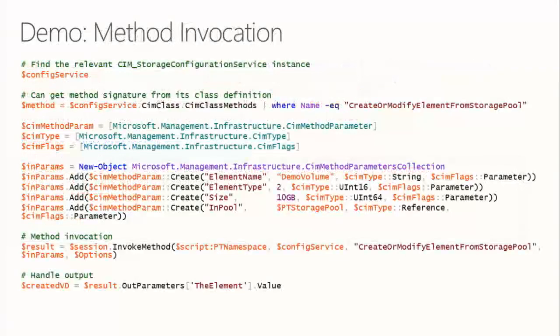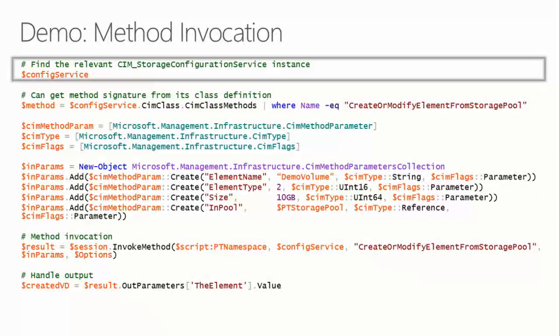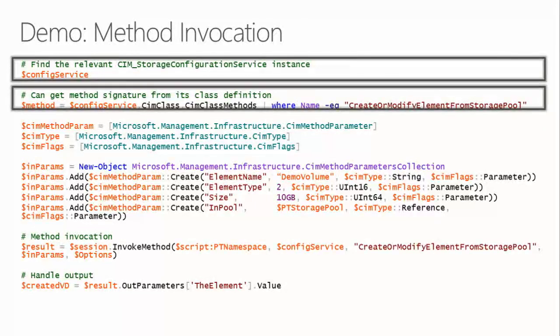And like I mentioned before, the method invocation is a little bit meatier, but the key piece to highlight is first, I need a config service. I'll show what that is in the demo itself. This configuration service is what I'm going to use to get the method that I'm going to invoke. The reason I know this method is not through magic. You can go through the standards documentation and see all the methods supported by the different devices or the different classes.